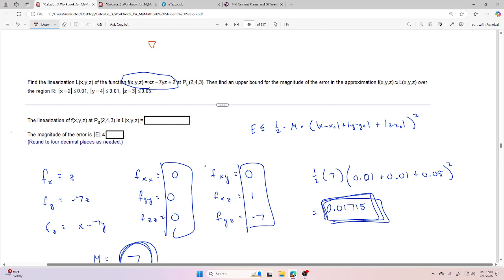So we need grad f, which we kind of already have, don't we? z, negative 7z, and then x minus 7y. And then we're supposed to do grad f at p. So then I'm plugging in the (2, 4, 3). So 3, negative 21, and then 2 minus 28. Is that going to be negative 26? That's what I got. Okay, good.